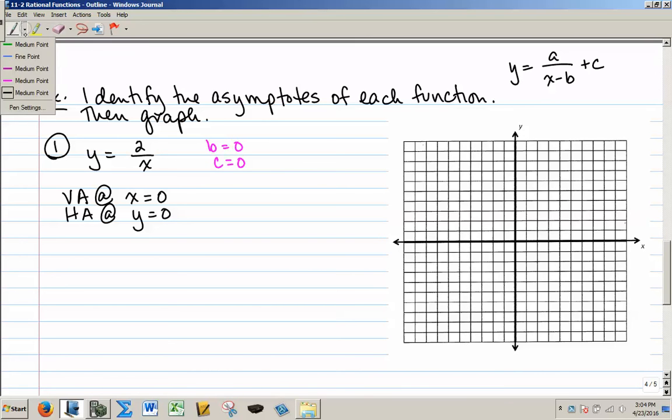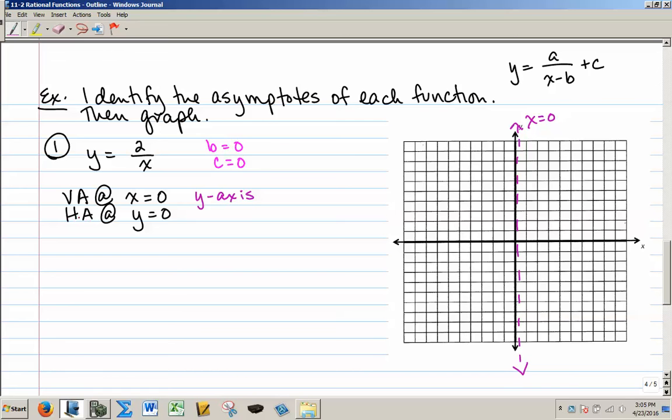Now here's the interesting thing about these two asymptotes. The line x equals 0 is actually the y-axis, because every point along that line has x as 0. So I'm just going to go ahead and sketch that in here. That's the line x equals 0.